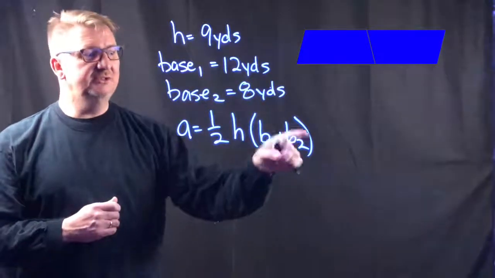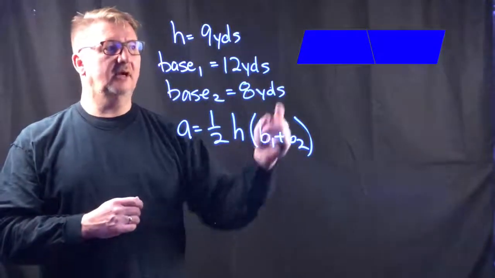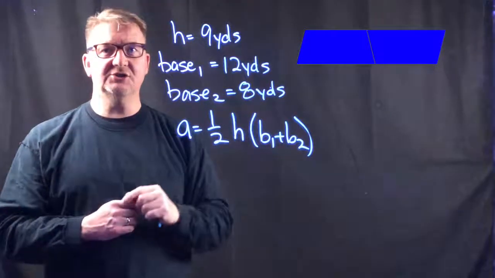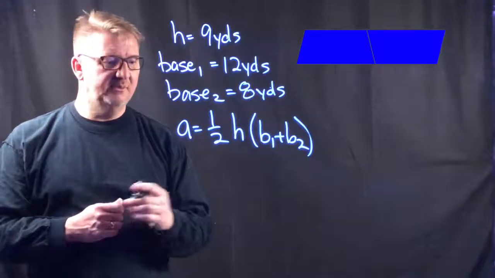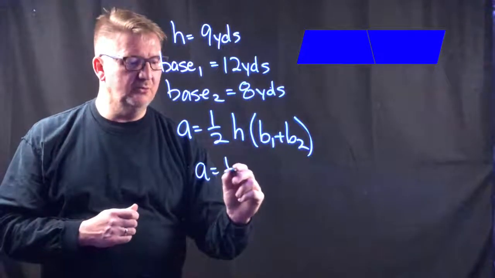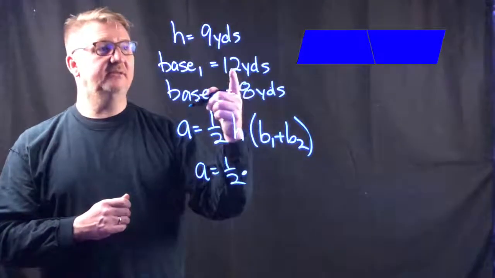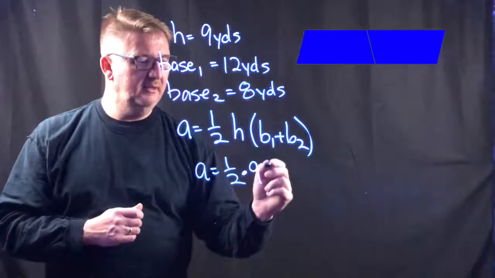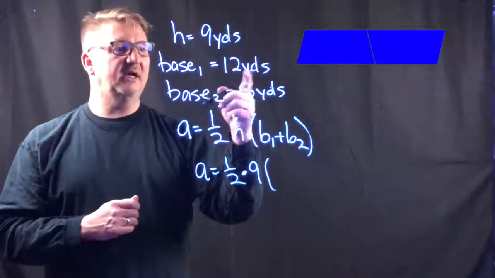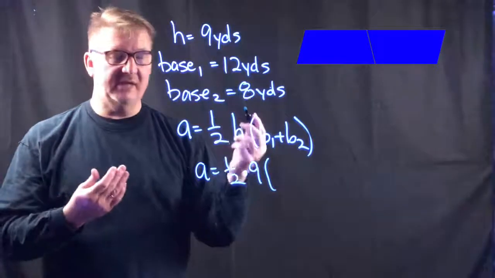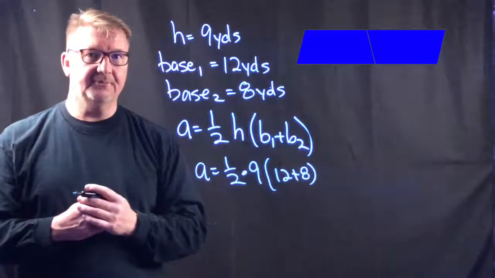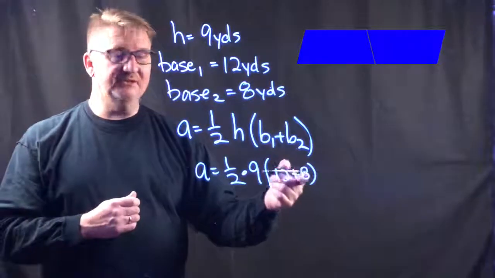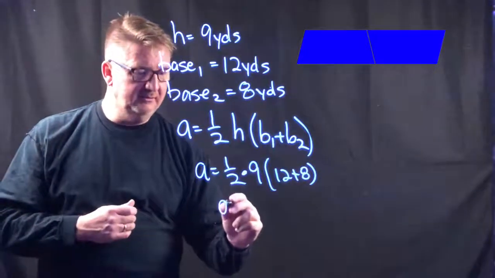Now, using this formula, all the dimensions I'm talking about are just for the first trapezoid that we had. I use these dimensions and I say area equals 1/2 times the height, which is right here at 9, multiplied by these two numbers added together, 12 plus 8. I'm going to add these numbers together first. 12 plus 8 is 20.